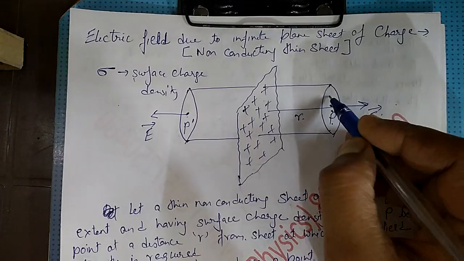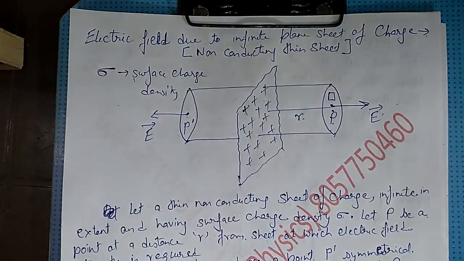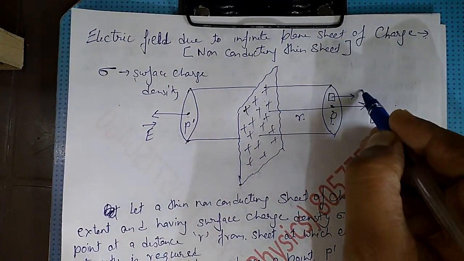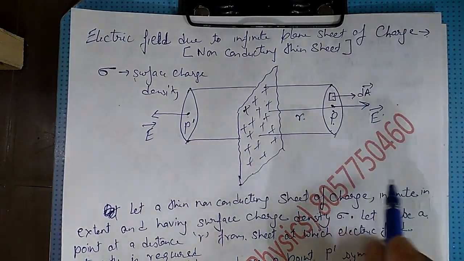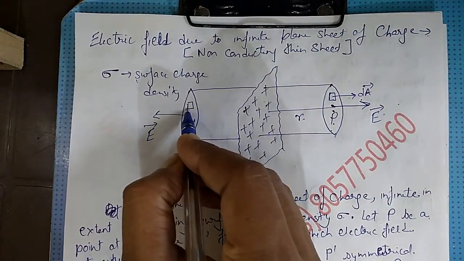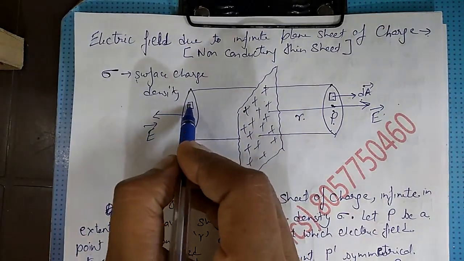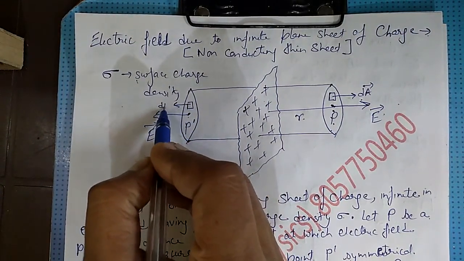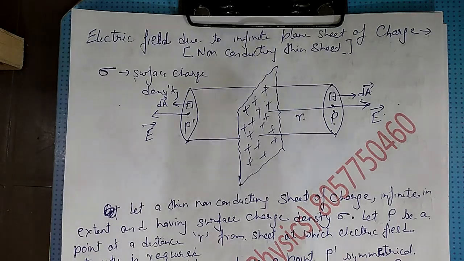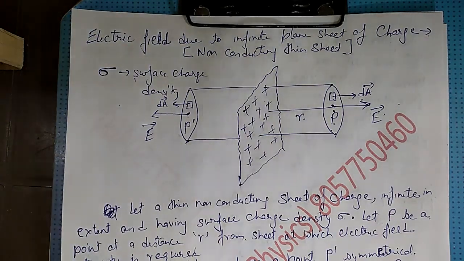If you take area dA here at the plane end, then the direction of area vector is along the outward drawn normal. So we'll get area vector in the direction as shown. If you take small area dA here, then the area vector would be towards left. Why? Because the direction of area vector is always along the outward drawn normal.